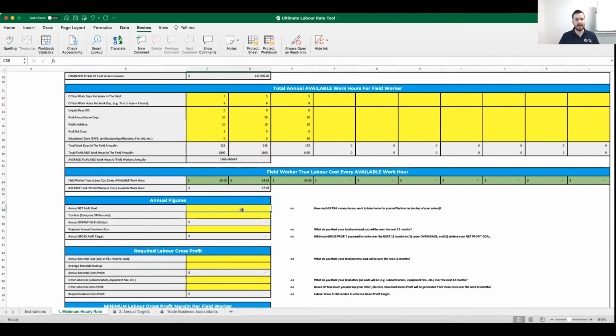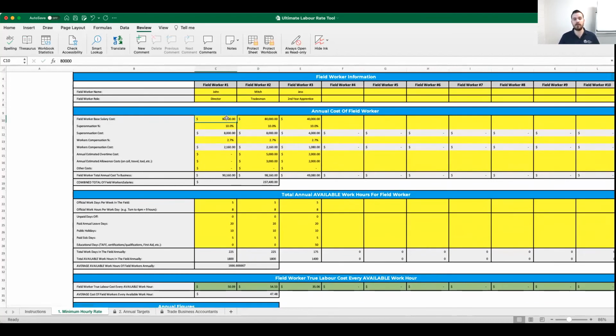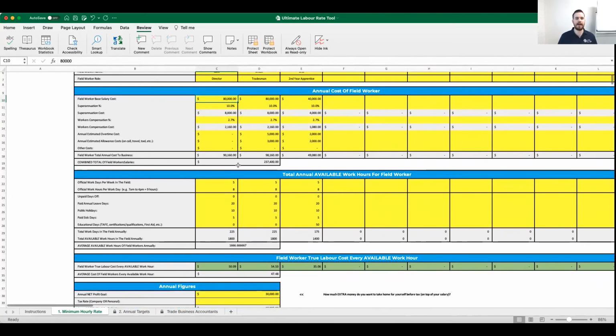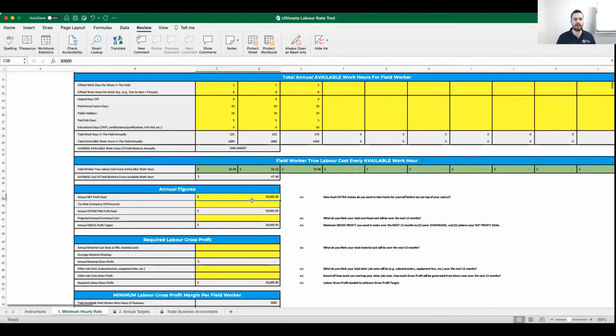So in this case, we're going to assume that the net profit goal is $30,000. So that means for John, the director, he's making an $80,000 salary before tax. So that might come out to, you know, $60,000 after tax, whatever that might be. That's what he gets paid over the 12 months from a wage perspective. Now, assuming he took all of his net profit from the business into his own bank account, this means that he's getting another $30,000 on top of that $60,000 after tax. So net profit is the profit you make after tax.